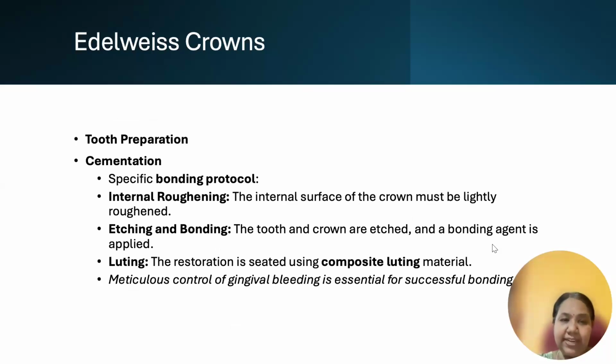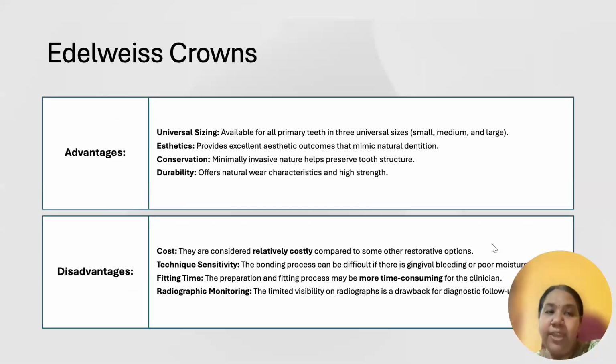The tooth preparation is very similar and minimal, but for cementation, there is a bonding protocol. The internal surface needs to be slightly roughened, then etched and bonded and luted with composite luting material. We have to make sure that there is very little bleeding when we are placing these Edelweiss crowns. Then they have all the advantages of the regular crowns. They are available in 3 sizes, small, medium, and large. And they mimic the natural dentition, very minimally invasive.